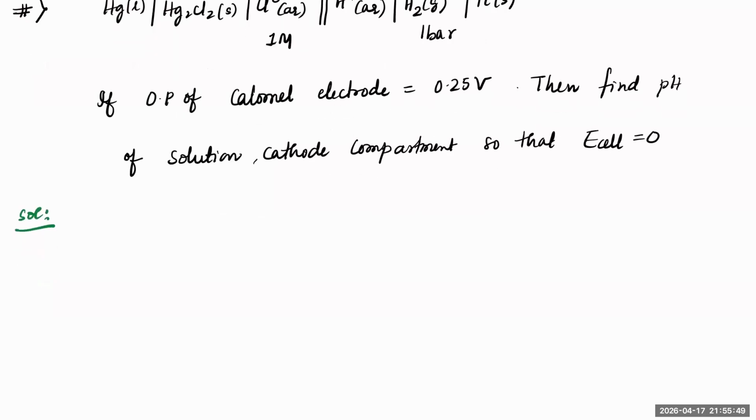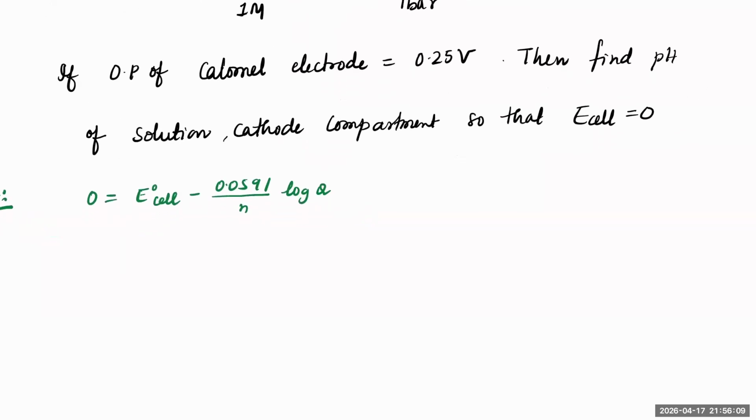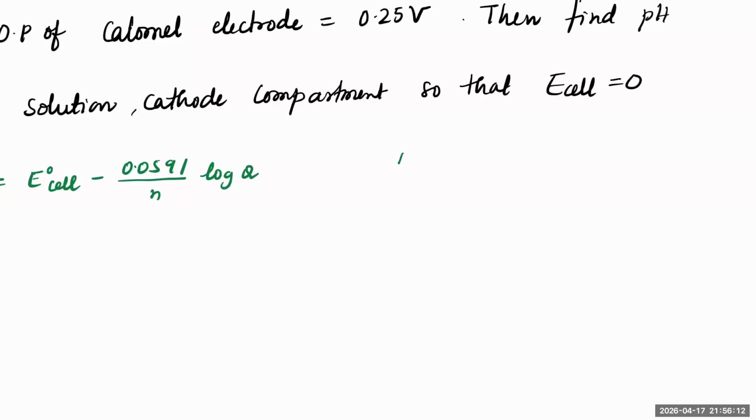Let me show you. At equilibrium, 0 is the E cell: E naught cell minus 0.0591 upon n log of Q. This is what we need. And if I write the half reactions here, at the anode we have the mercury cell, which is 2Hg plus 2Cl minus becoming Hg2Cl2 solid plus 2 electrons.